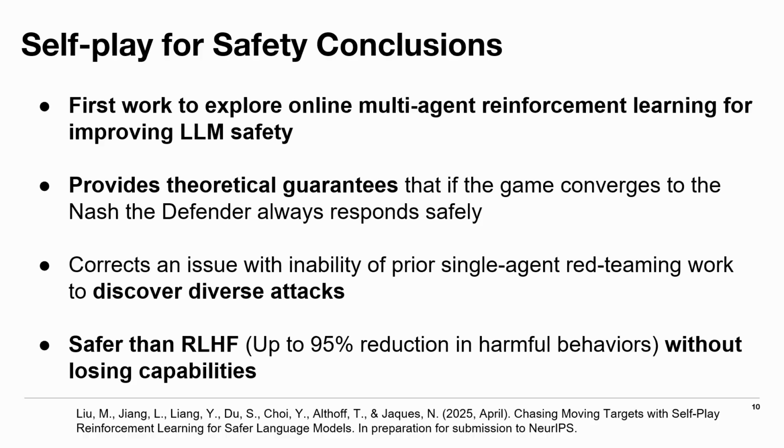But I just want to conclude by saying this is the first work to explore online multi-agent RL to improve LLM safety. The idea is that this can actually provide theoretical guarantees that if the game converges to the Nash, the defender is fully safe against whatever prompt the adversary can find. It discovers diverse attacks and leads to a procedure that's actually 95% safer than RLHF without impacting capabilities.